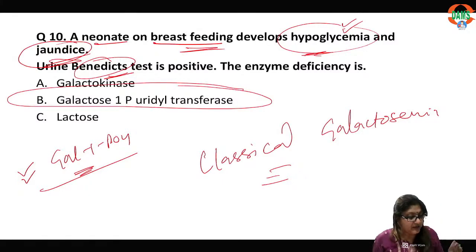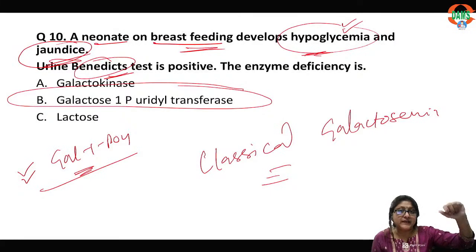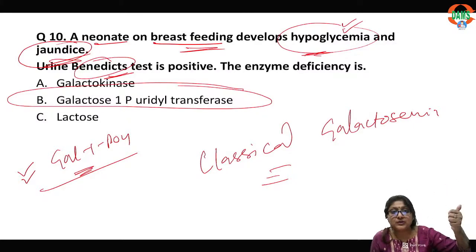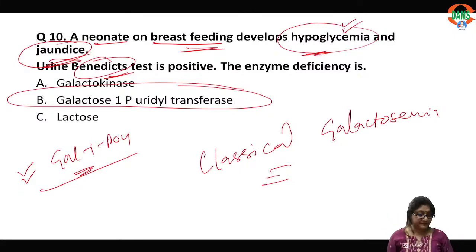So this is how, step by step, you have to analyze the question and find out the answer. Don't immediately jump to the answer. How many of you have attempted it, right? You have to identify the case. Breastfeeding is a hint that it is a galactose or lactose related problem. Hypoglycemia is a strong hint that it is classical galactosemia. Jaundice means hepatic damage due to galactose 1-phosphate. Urine Benedict positive means galactose is coming in the urine. Why? Because galactose is a reducing sugar. It will give you Benedict test positive. All right.